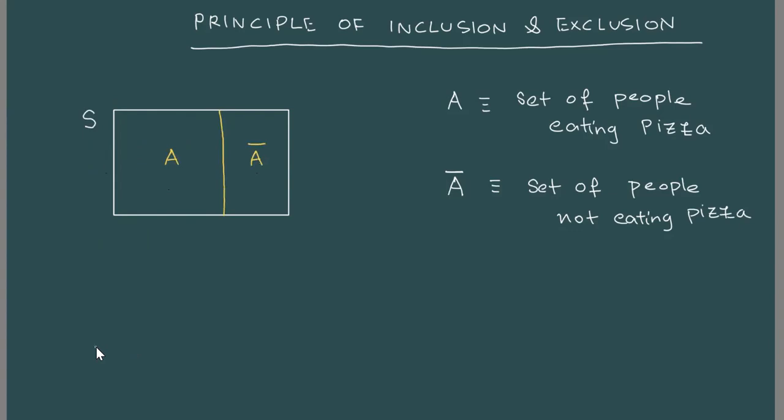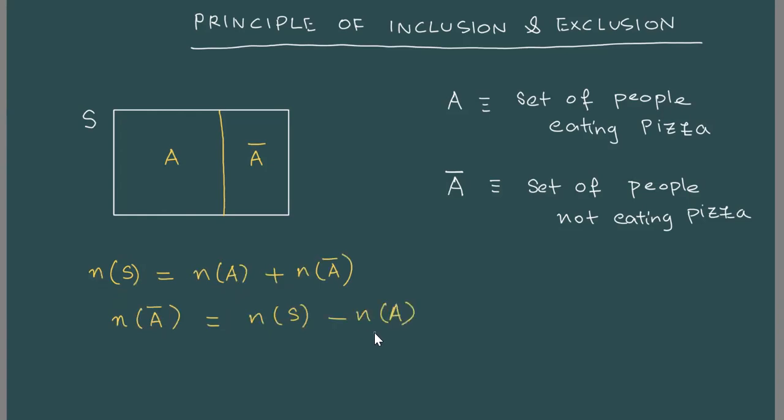Now, if I'm trying to talk about the number of people, can I say N of S will give me the number of people living on that island? And then N of A is the number of people eating pizza, and N of A bar will be the number of people not eating pizza. So if I add these, I should get N of S. Suppose I want the number of people not eating pizza, it is simply obtained by N of S minus N of A. Do you understand this?